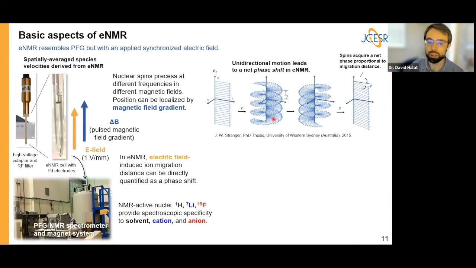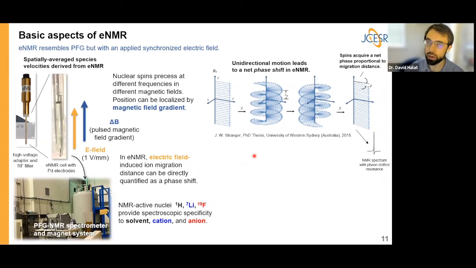We then wait for motion or drift during a fixed period, often called the diffusion or the drift time. Then ultimately, at the end of the sequence, we apply a gradient pulse to reverse the phase information. So if a spin moves during this period, at the end of the sequence, it acquires a phase in proportion to the distance that it migrated. And in this case, what I'm showing is a uniform flow. That means that all the spins acquired the same phase. They add together to give a single phase shifted resonance.